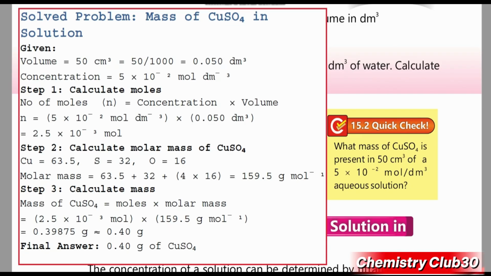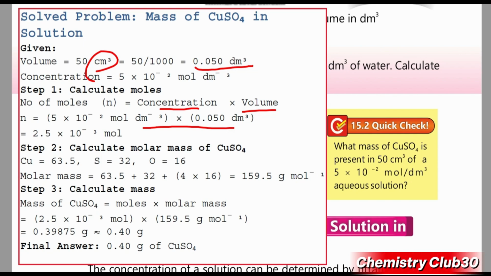Volume given is 50 cm cube. We will have to convert this cm cube to dm cube. For that we will divide it by 1000. 50 divided by 1000, the answer is 0.050 dm cube. Concentration is given, which is 5 into 10 raised to power minus 2 mole per dm cube. In the first step we will calculate the number of moles by using the formula. We have just rearranged the formula. Number of moles is equal to concentration multiplied by volume. So you just multiply the given data, and the answer is 2.5 into 10 raised to power minus 3 moles.